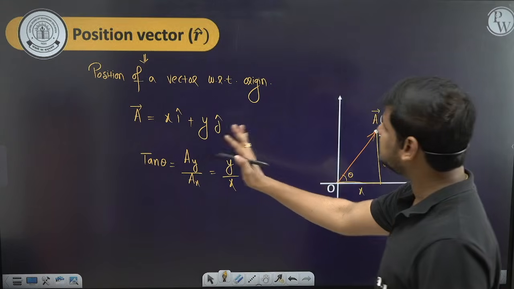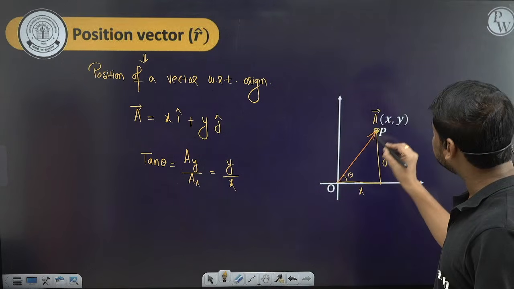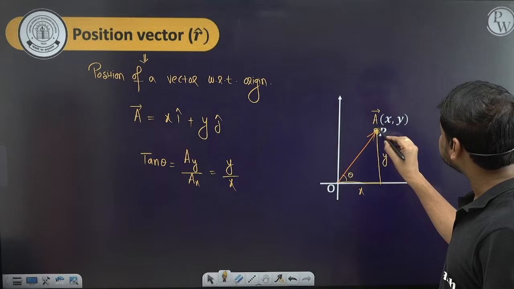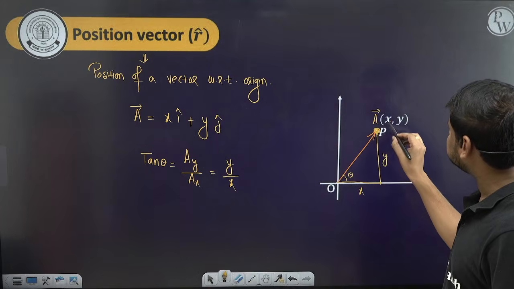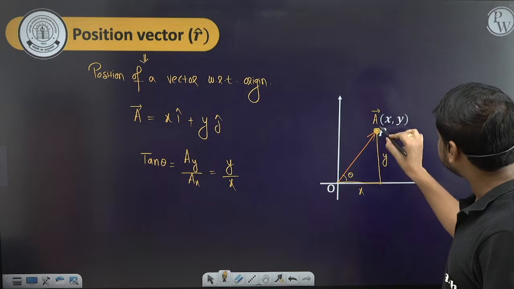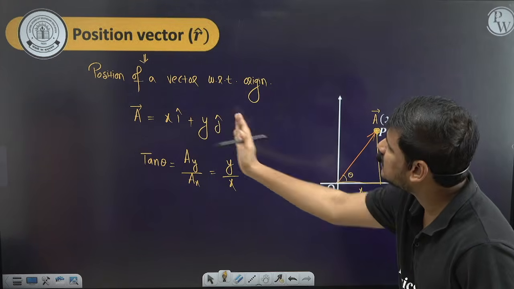This is a position vector, the position of any vector with respect to the origin. From the origin, how much distance the vector is. In the x, it is x distance. In the y, it is y distance. That's why x i cap plus y j cap.